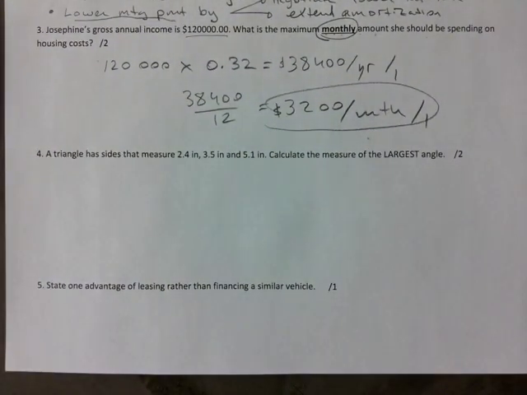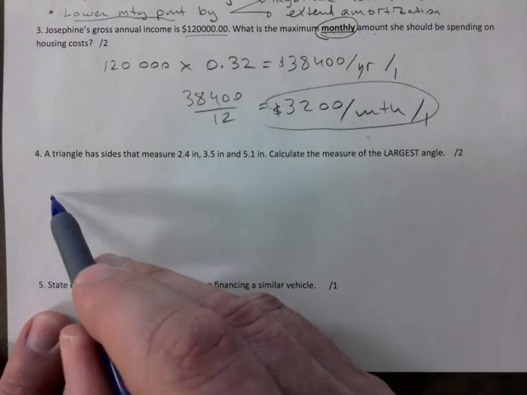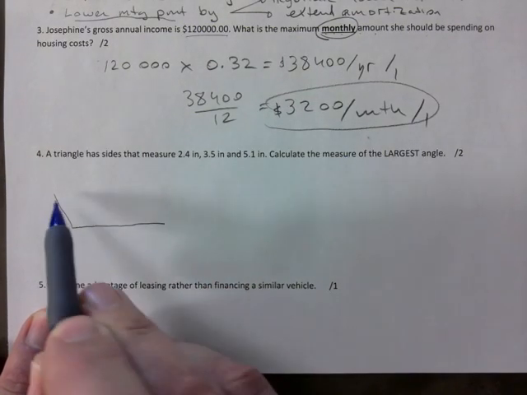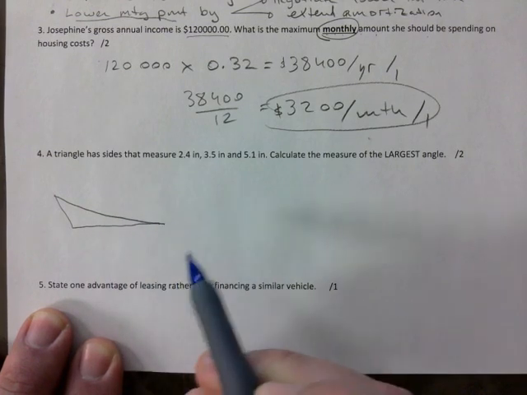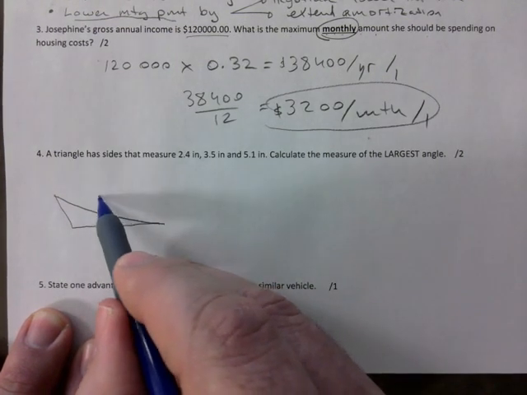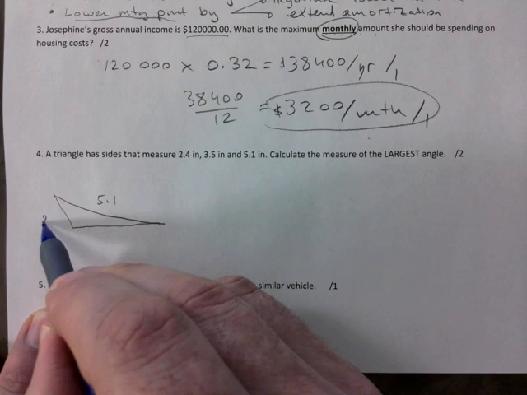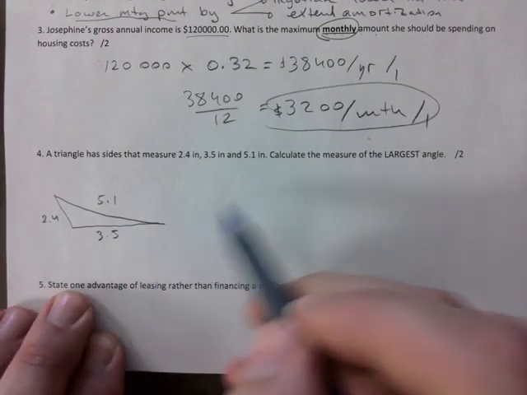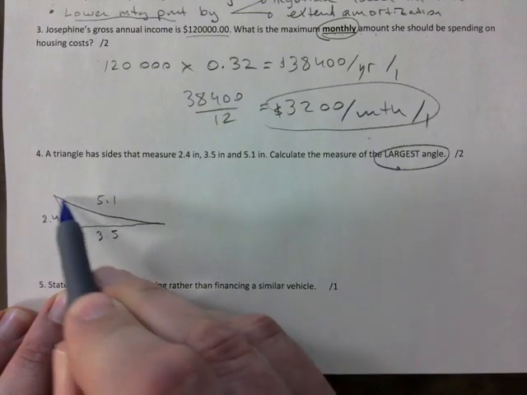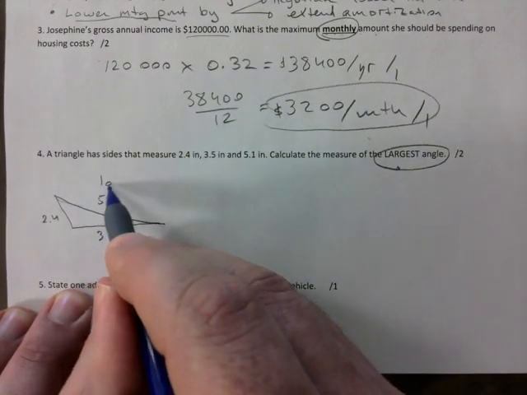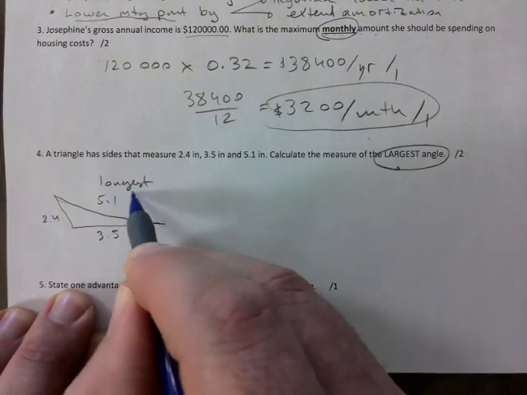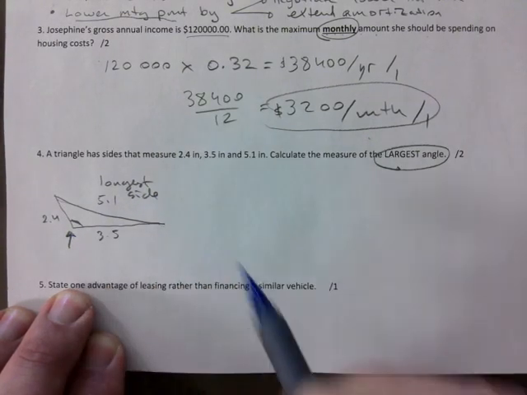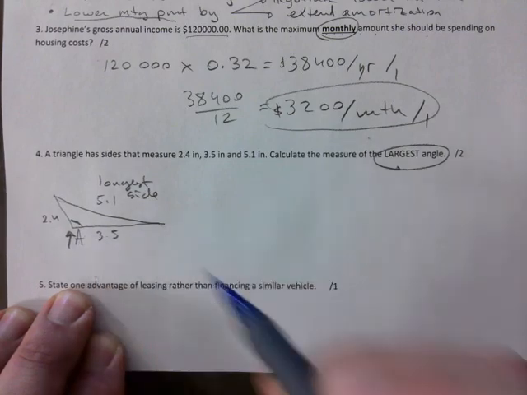Hey, Trig, where have you been all this time? So 2.4, 3.5, 5.1. Sorry, not proud of that one. But there you go, 2.4, 3.5 like that. The largest angle will be across the longest side, right? This is the longest side. So the largest angle is right here, this one. So we can call that A.